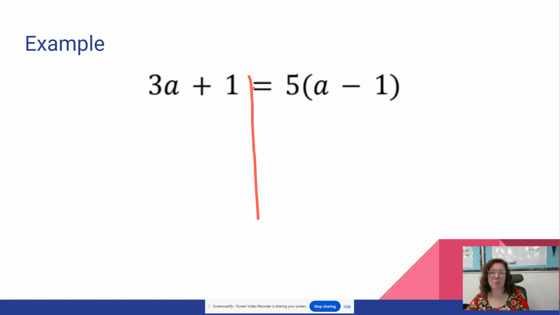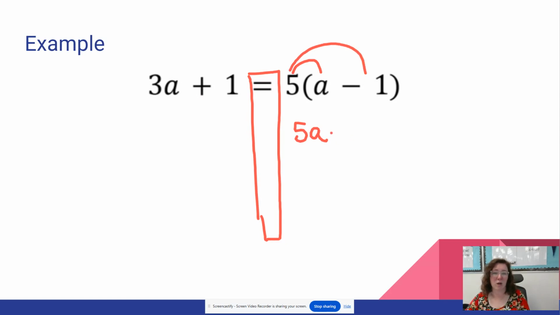So I need to simplify both sides. Well, the left side's simple. It's simplified, it's done. The right side has a little work to do. 5 times a is 5a. 5 times a minus 1 is a minus 5. And then 3a plus 1. Now we've simplified both sides.